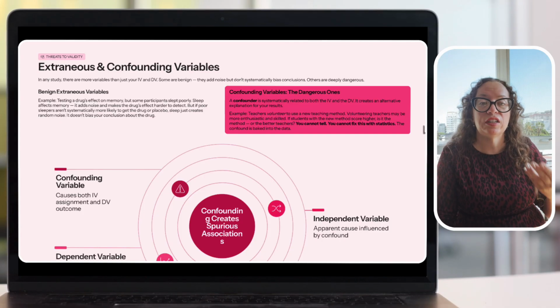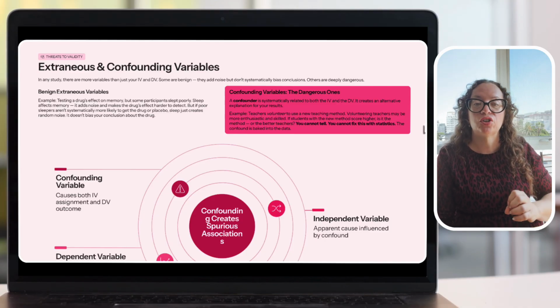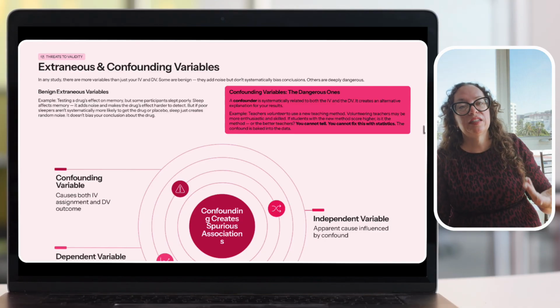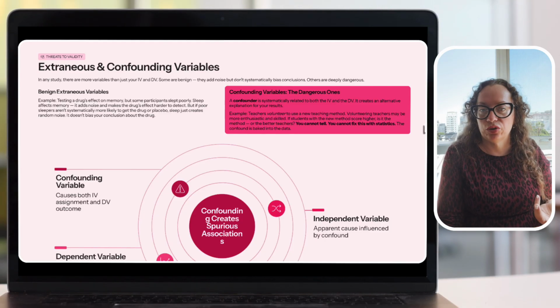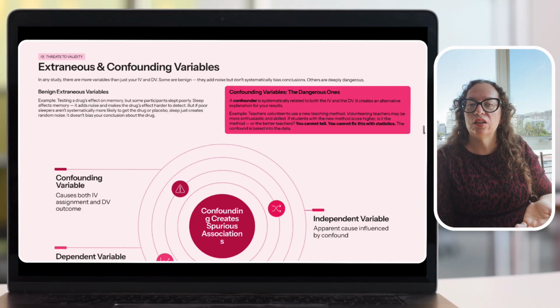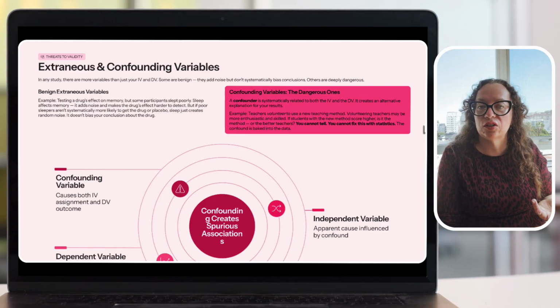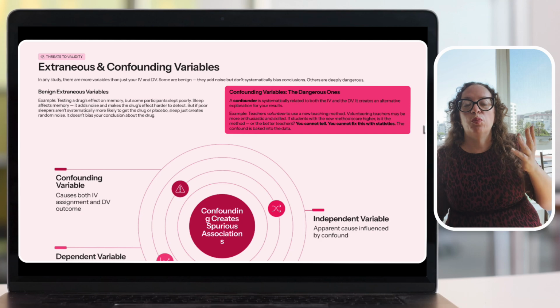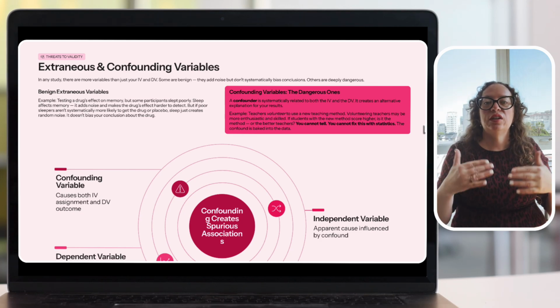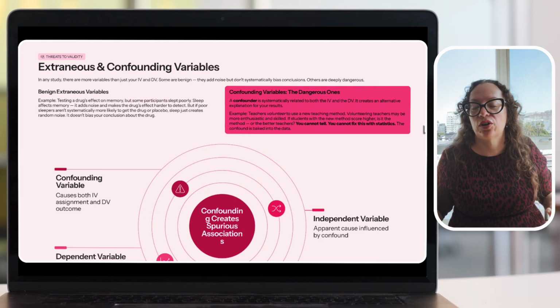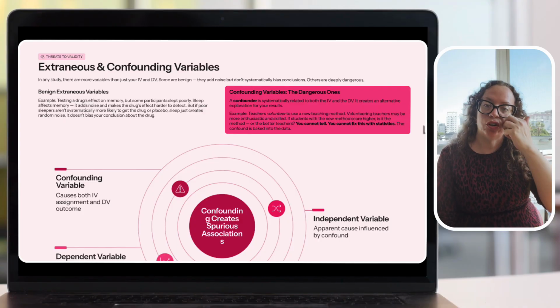And this makes it harder to detect the drug's effect. The effect is partially obscured by noise. But it doesn't systematically bias your conclusion about the drugs. As long as sleep isn't related to which group people are in, as long as poor sleepers aren't more likely to get the drug or the placebo, sleep just adds random noise. It makes your life harder as a researcher, but it doesn't lead you to wrong conclusions.